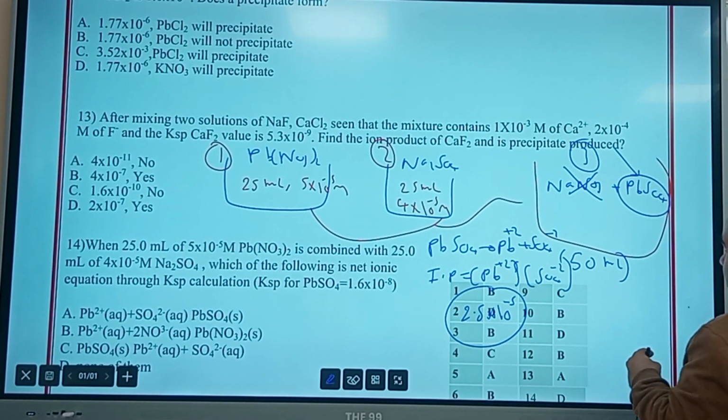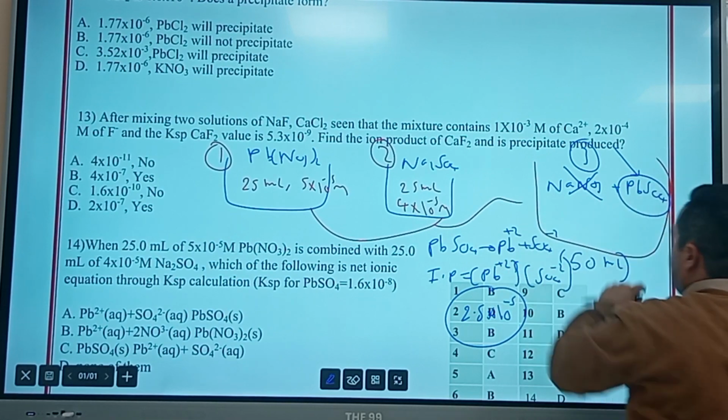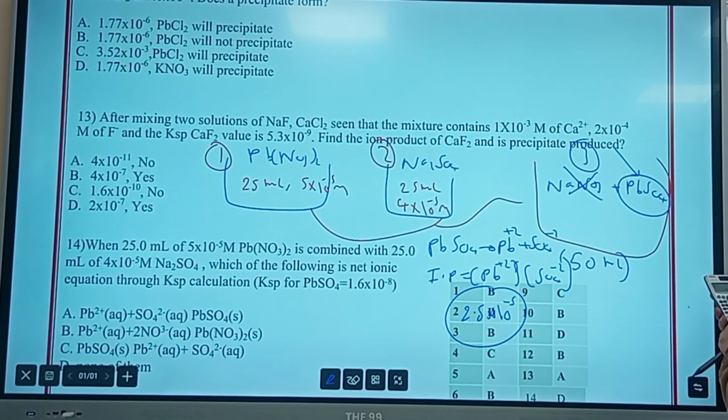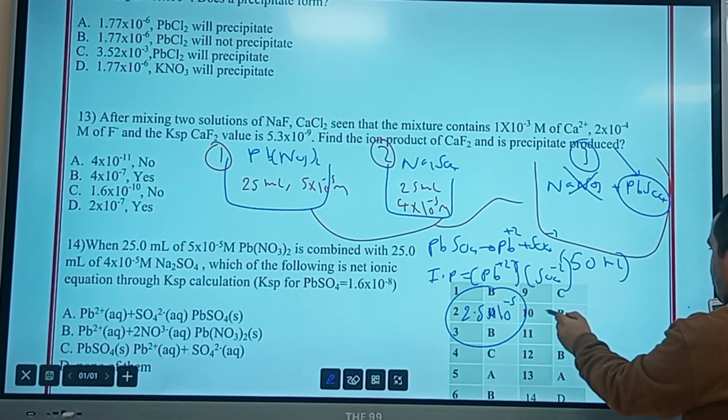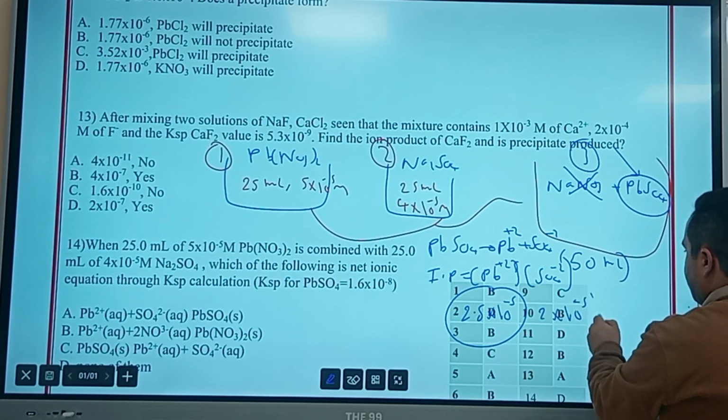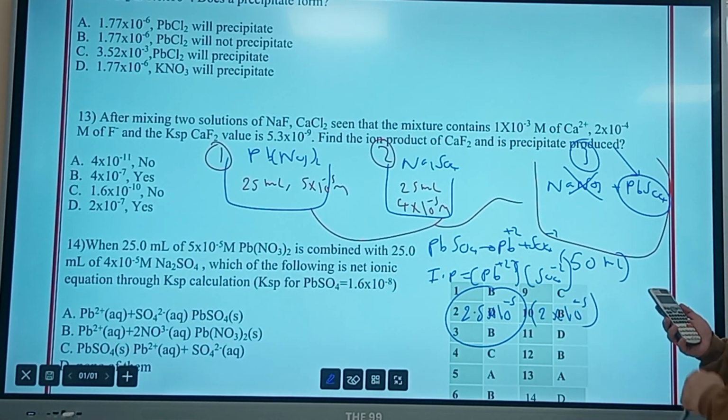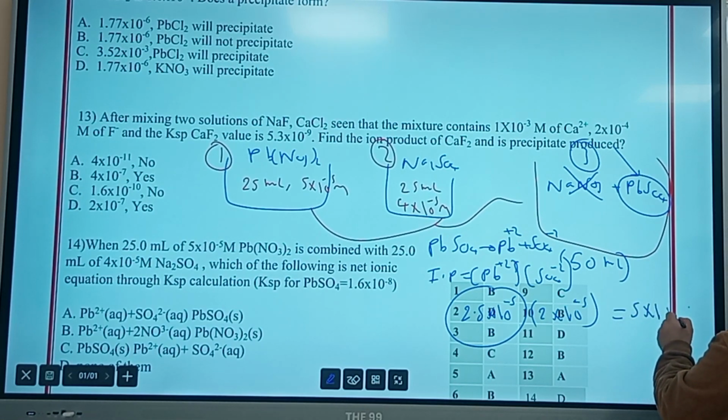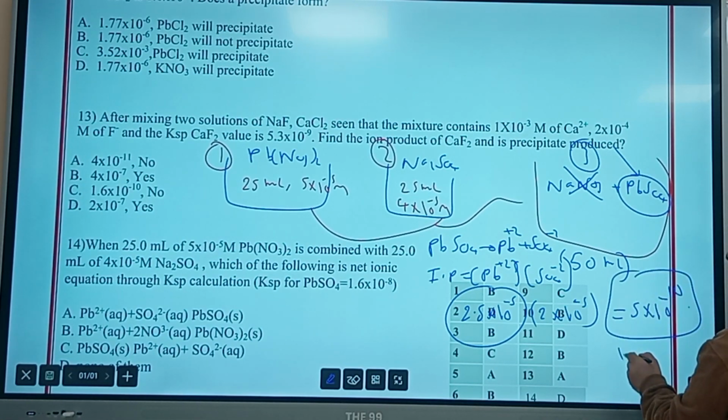For SO4, the second and the third, 25 multiplied by 4 × 10^-5, divided by 50, equals 2 × 10^-5. This is the concentration of sulfate. This is multiplied by 2.5 × 10^-5 equals 5 × 10^-10. This is the IP or Qsp, guys.